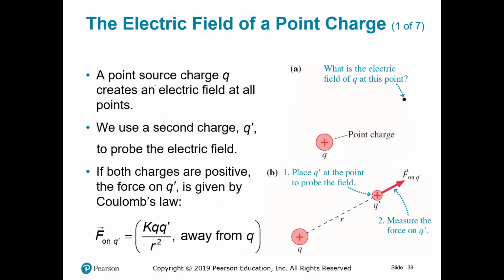A point source charge Q creates an electric field in all directions. Then we use the second charge Q prime, which is a test charge, to test the electric field. If both charges are positive, the force is given by Coulomb's law, and you determine the direction based on the sign. So the concept is exactly the same as what we did for Coulomb's law.